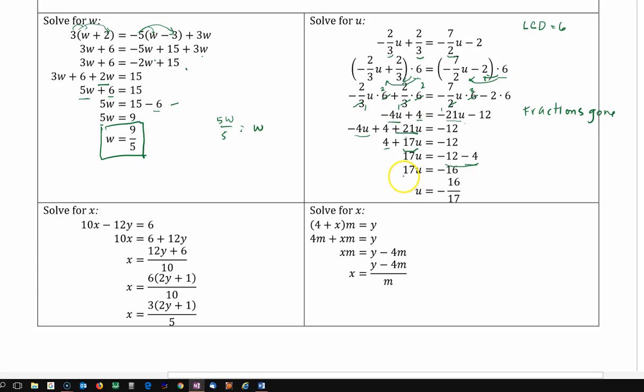So we're almost done. The 17u, the obstacle here is the 17. So we divide both sides by 17. So notice 17u divided by 17 and minus 16 over 17. We already know that this will become 1. So we just write u equal to minus 16 divided by 17. Doing it this way will help you correct errors faster.